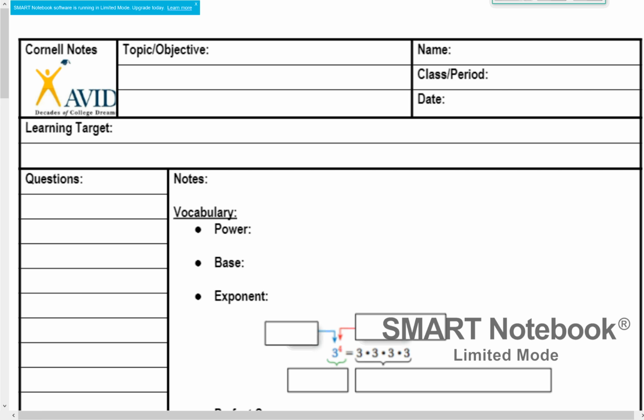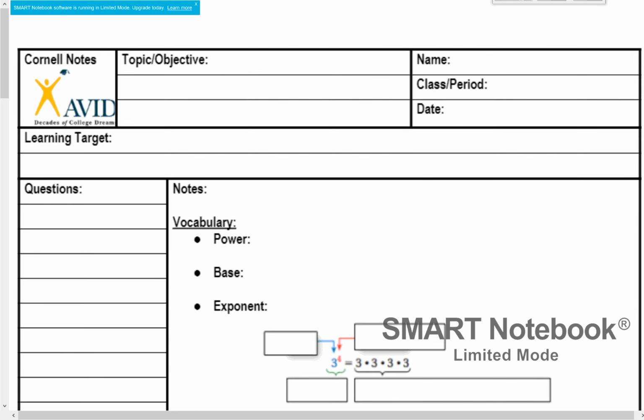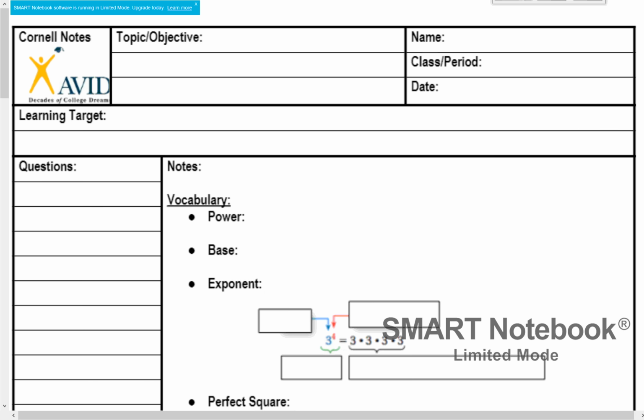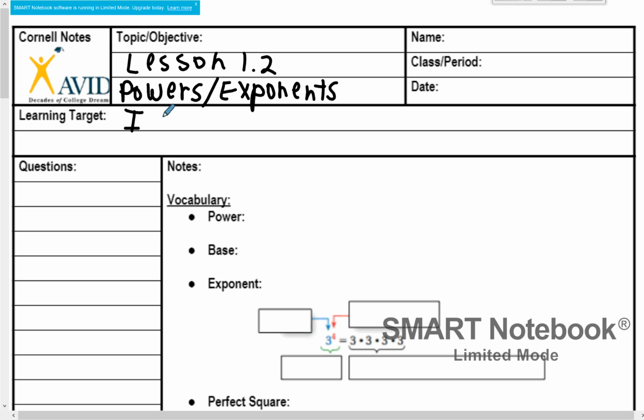Today we are going to learn lesson 1.2, which is going to talk about powers and exponents. Our learning target for today is I can evaluate powers.